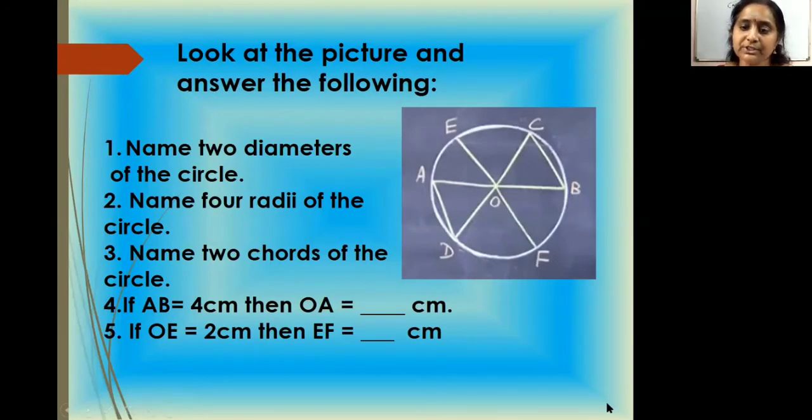Children, look at the picture and answer the following. Name 2 diameters of the circle. Name 4 radii of the circle. Name 2 chords of the circle. If AB equals 4 centimeters, then OA equals dash centimeters. If OE equals 2 centimeters, then EF equals dash centimeters.